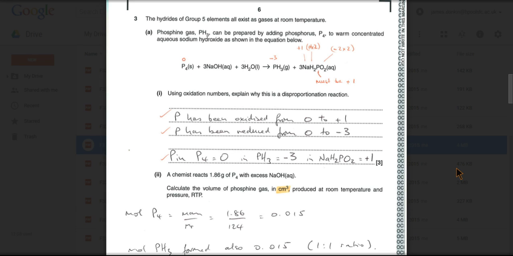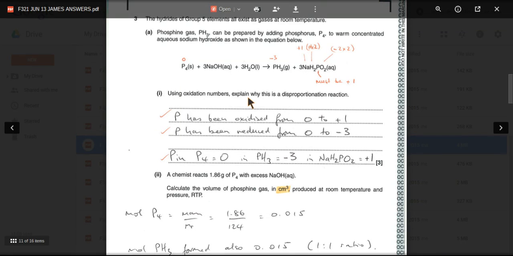Question 3, really big question, 20 marks worth, testing lots and lots of different parts of the syllabus. So the first part of the question: explain why this is a disproportionation reaction using oxidation numbers. So just remind ourselves, what's disproportionation? It's when the same atom is oxidized and reduced.